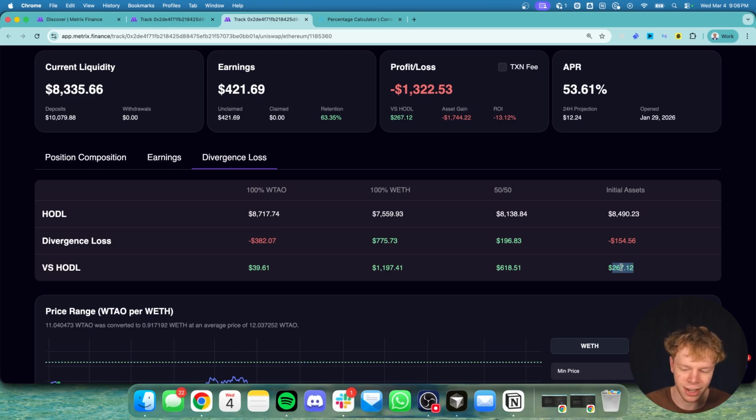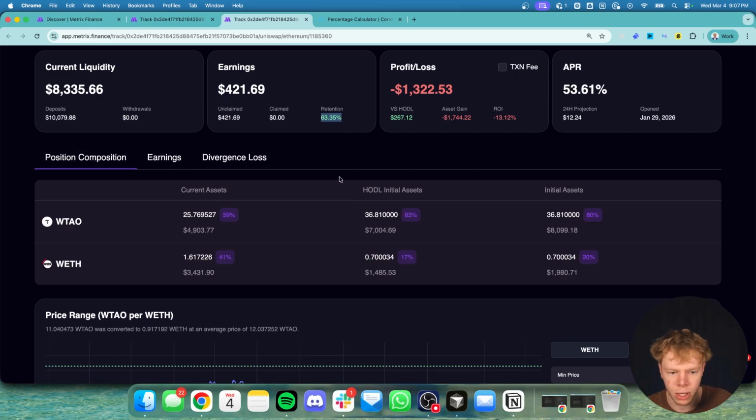And then once again, only seen on Metrix Finance. Very simple math calculation, and our competitors will copy us now that I'm exposing this advanced math. You divide $267, the versus HODL, by the total earnings of $421. And that tells you how many of your earnings you are retaining. In this case, 63%.